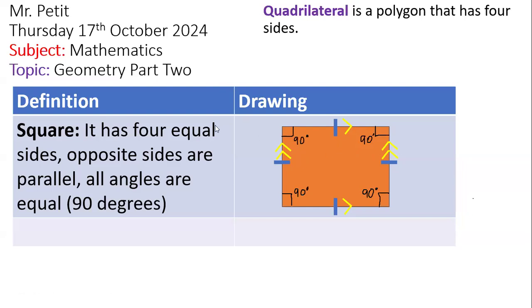Does that make sense to you? Yes, sir. Okay. Can you repeat that again, Mr. Petit? Okay, let me repeat it one more time. So this is a perfect square.